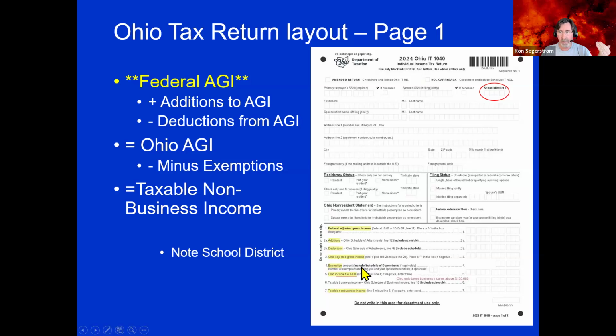May I ask a question? Why don't we just ask the taxpayer in the interview what their school district is?